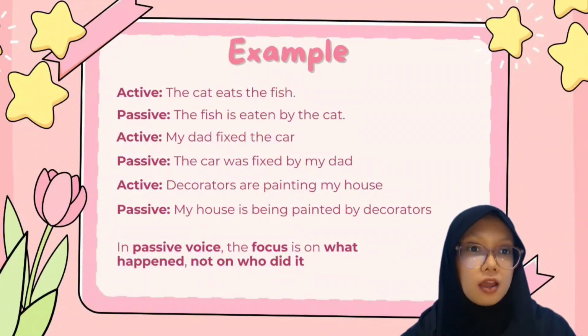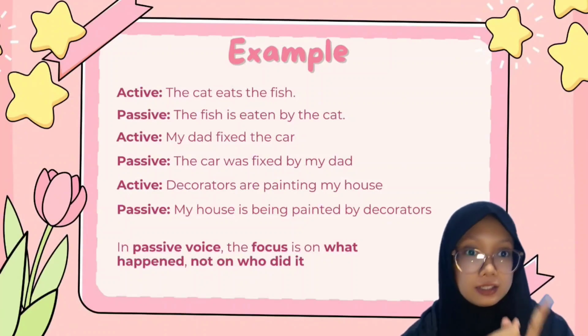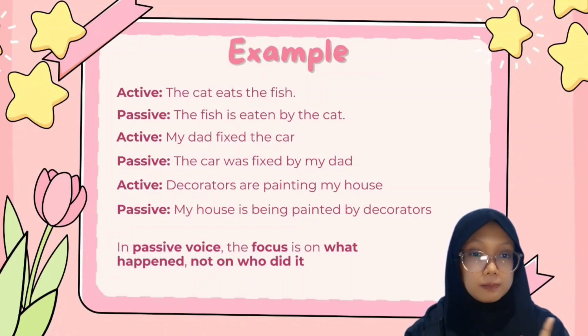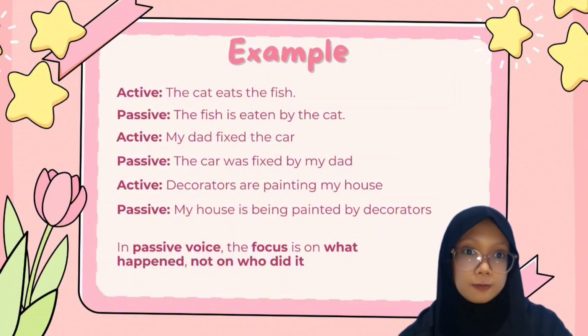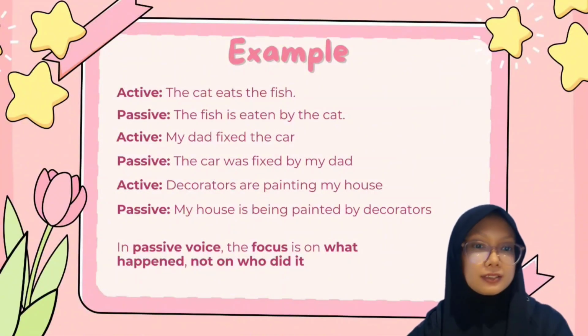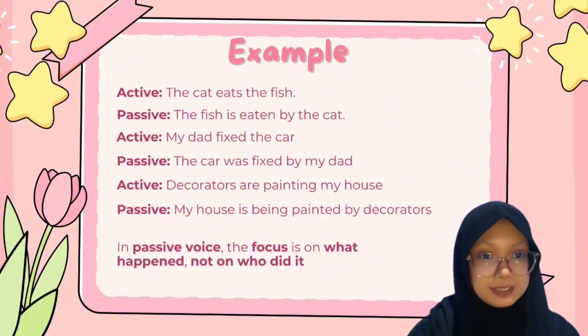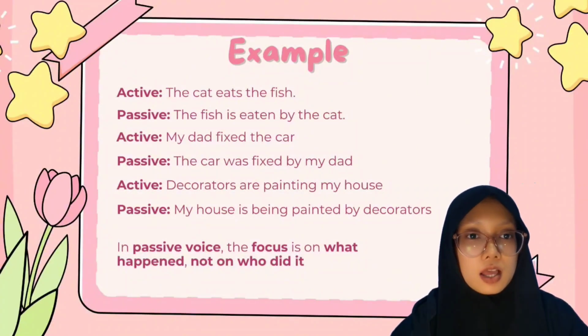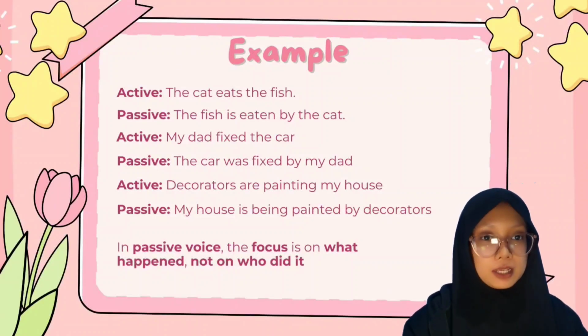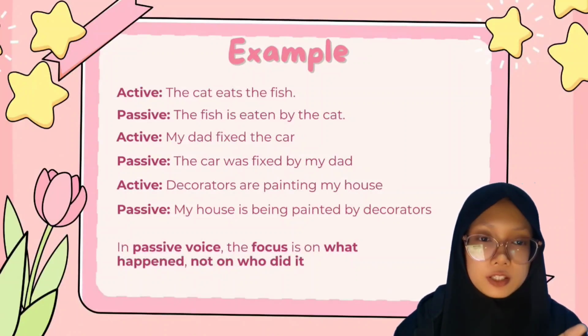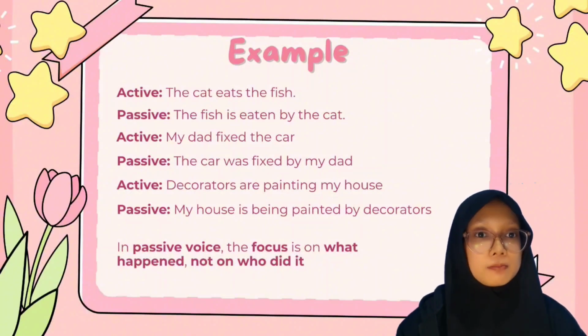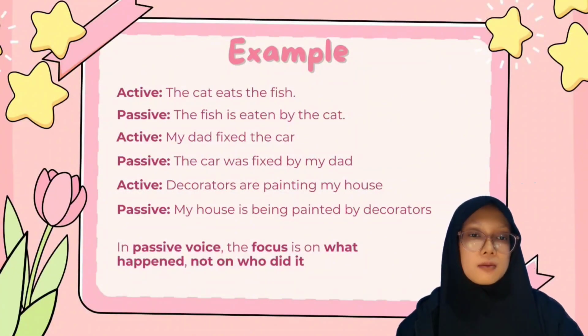My dad fixed the car. It is the active voice. In the passive voice, the car was fixed by my dad. See the difference? The passive voice is just focused on what happened, not on who did it. Okay, for another example, decorators are painting my house. That is an active voice. In passive voice, my house is being painted by decorators.